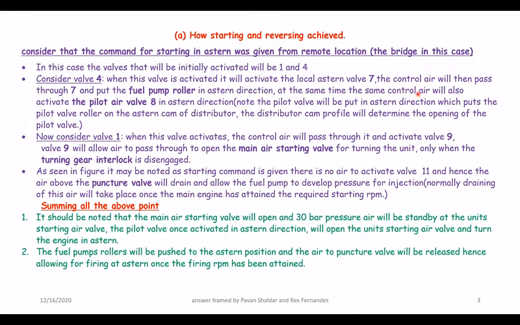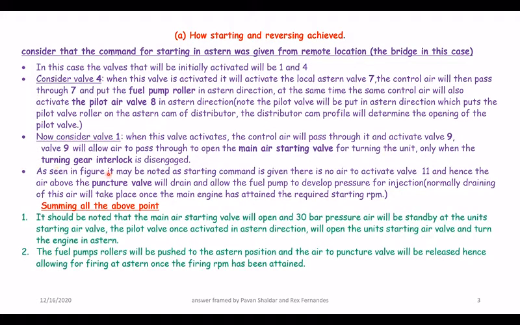At the same time, the same controller will also activate the pilot air valve 8 in astern direction. Note, the pilot valve will be put in astern direction, which puts the pilot valve roller on the astern cam of the distributor. The distributor cam profile will determine the position of the pilot valve. Now consider the valve 1. When this valve activates, the control air will pass through it and activate valve 9. Valve 9 will allow air to pass through to open the main starting air valve for turning the unit, only when the turning gear interlock is disengaged.